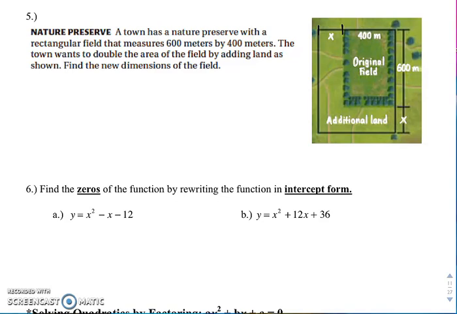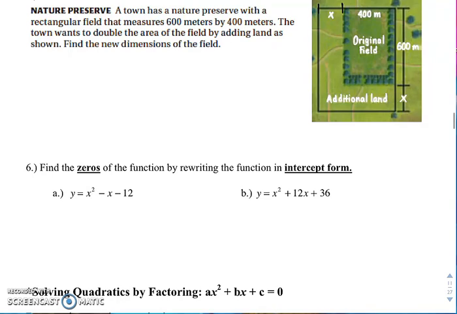So this problem is talking about a nature preserve. A town has a nature preserve with a rectangular field already that measures 600 by 400 meters. The town wants to double the area of the field by adding land as shown. That's what the x added on to the length and width is, that additional land. It wants you to find the dimensions of the field with this new land added on.